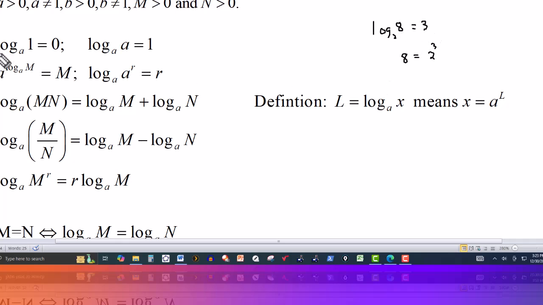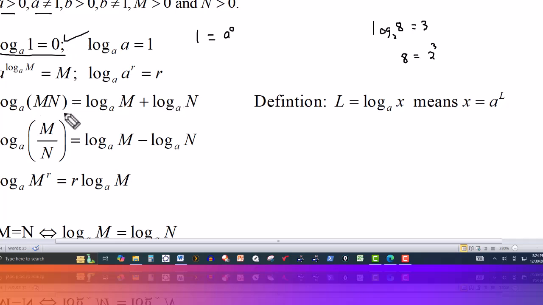Now, one of the properties states the log of 1 to base a, where a is positive and the base cannot equal 1, is equal to 0. And the reason for that is because I apply the definition: 1 is equal to this base a taken to the 0 power. Any number to the 0 power, other than 0 of course, is 1. That's how this property comes into play here.